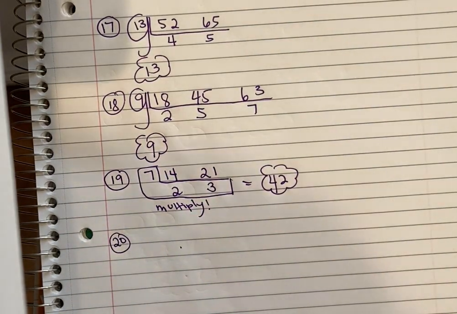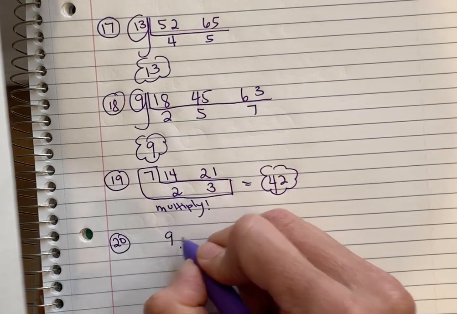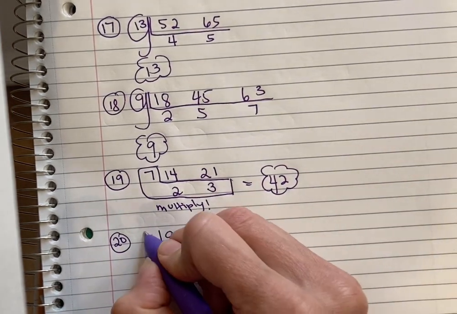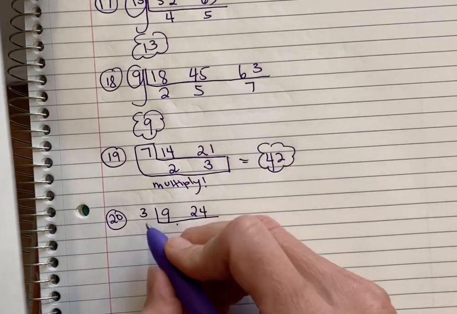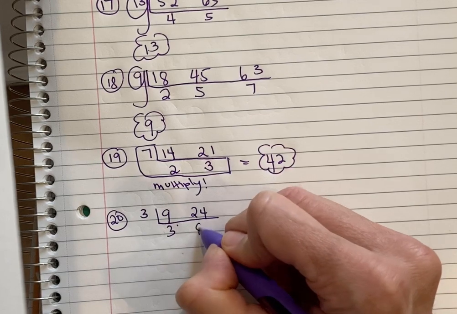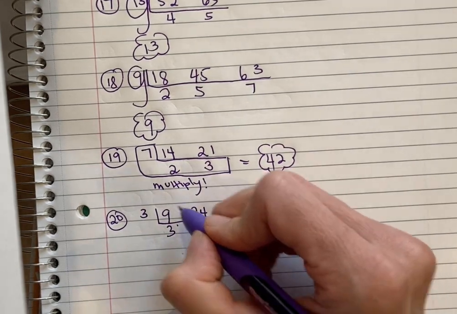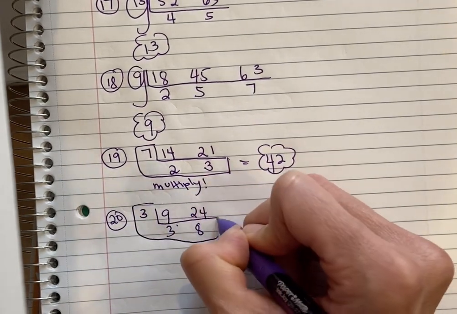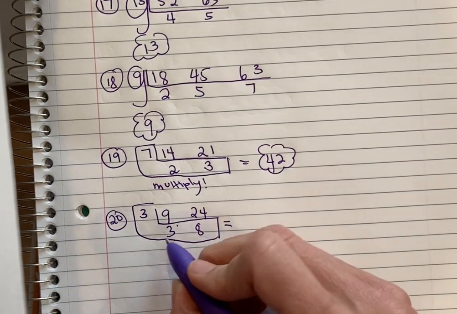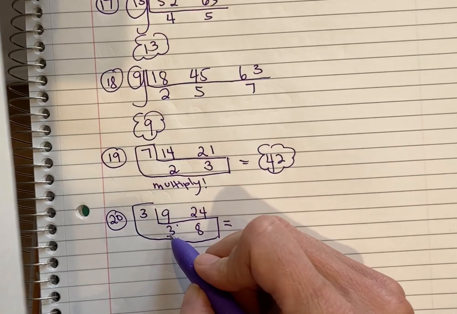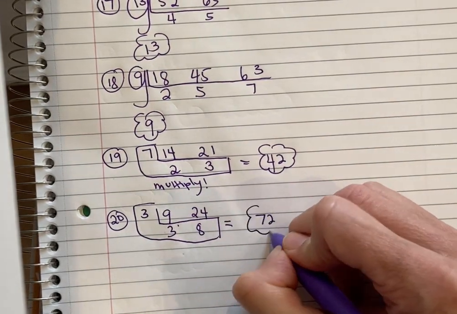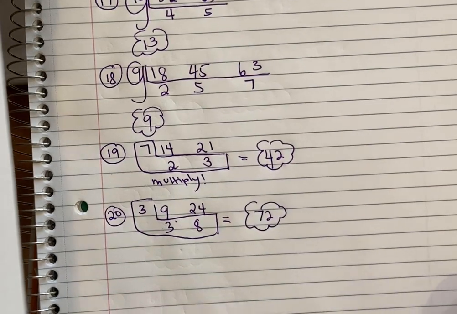Okay, 20, 9 and 24. So 3 is a factor of both of these. 3 goes into 9 3 times. 3 goes into 24 8 times. There's no other number except for 1 that goes into 3 and 8, so draw that L. Again, we multiply. 3 times 3 is 9. 9 times 8 is 72, which makes 72 our LCM.